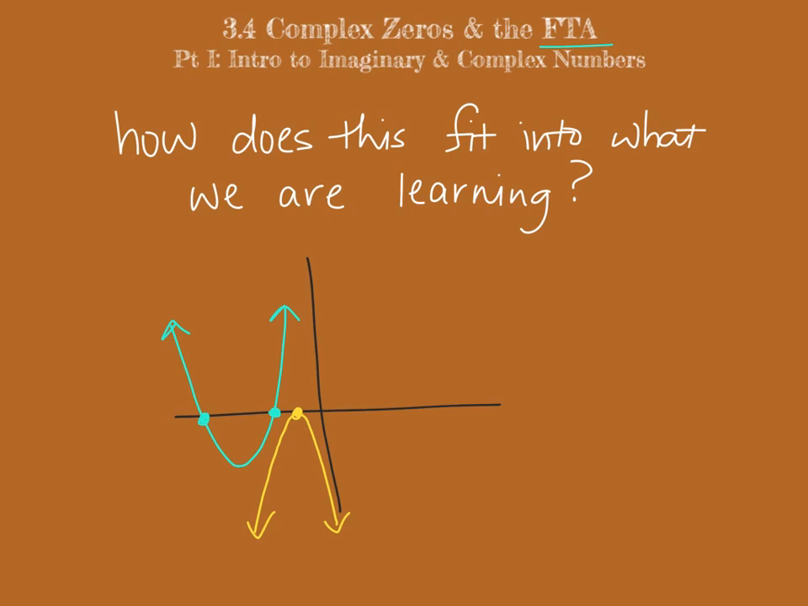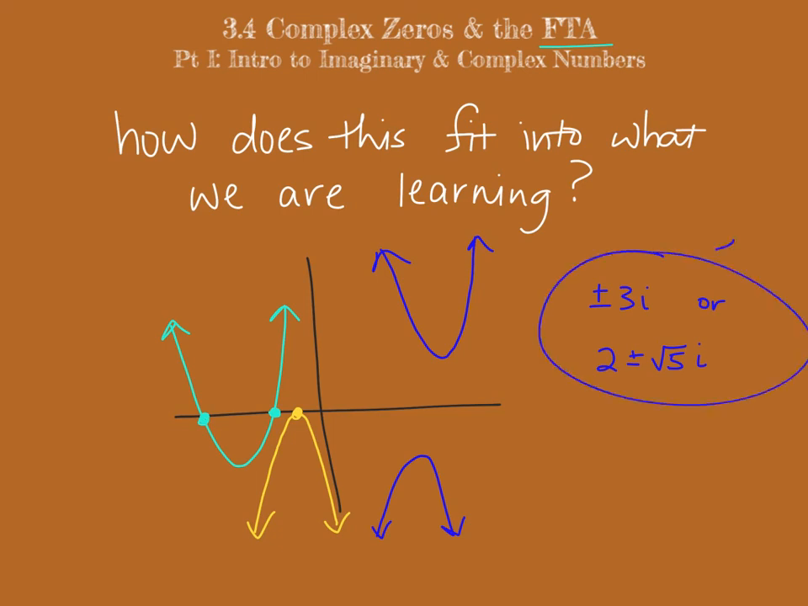So if we had a parabola, like this navy blue one, that lies above the x-axis, or one like this that lies completely beneath it, that never touches the x-axis, both of those roots would be imaginary, and they might look like plus or minus 3i, or they might look like 2 plus or minus the square root of 5i, something like that. These are just examples that I'm giving. And we can find those by using the quadratic formula.